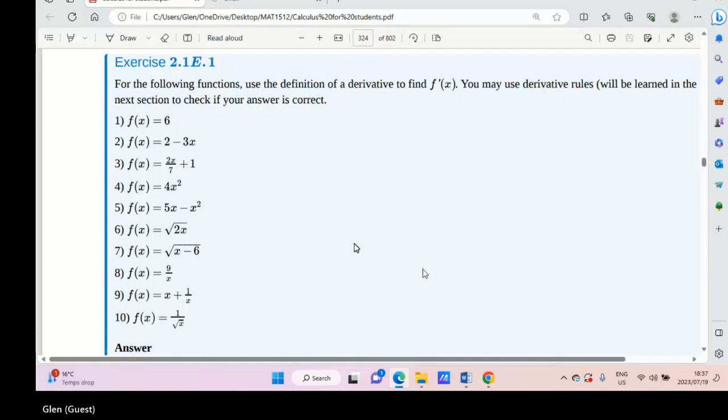What do you get, Princess? I got 8x. I think I'm going to have to disagree with you there. What did you get? I got 5 minus 2x. For which question? Question 5. We are doing number 4. Oh, shucks. I think I did the wrong question.